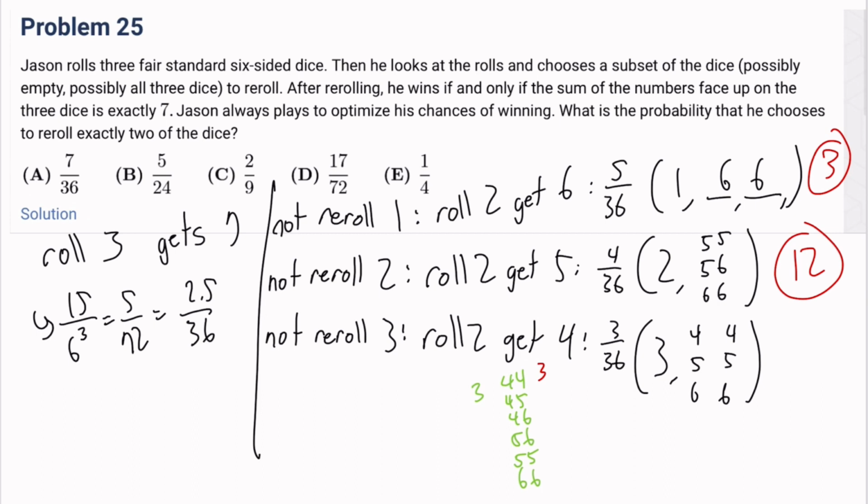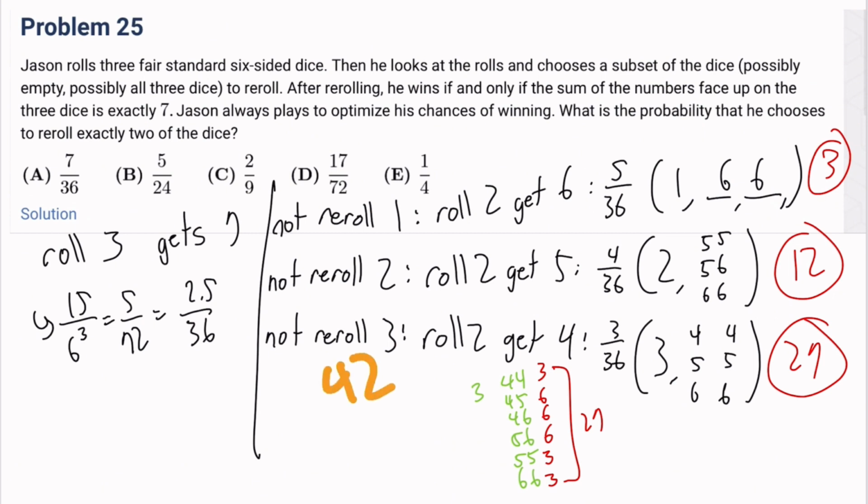3 4 5, they're all different, so that gives us 3 factorial, which is 6. 3 4 6, they're all different, so it's 6. 3 5 6, it's 6. 3 5 5, it's the same, so it's 3. 3 6 6, the 6 and 6 are the same, so that gives us 3. And adding all these up, we get 27. So this gives 27 possibilities, and so our final thing we have to do is add these up. 3 plus 12 plus 27 gives us 42, right?